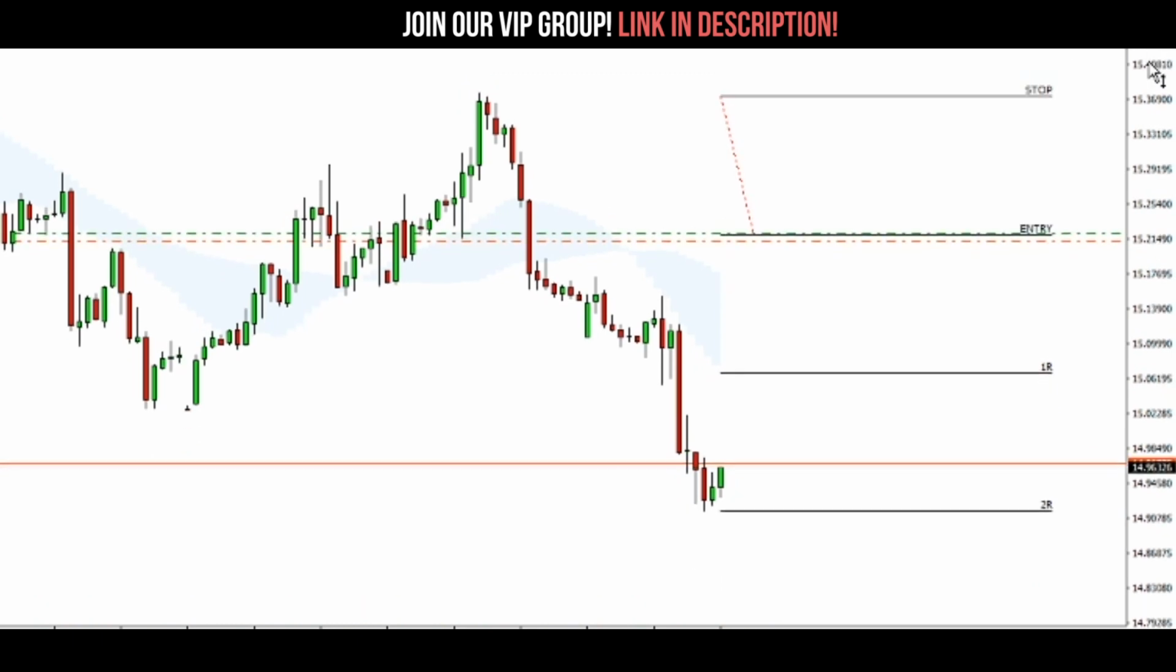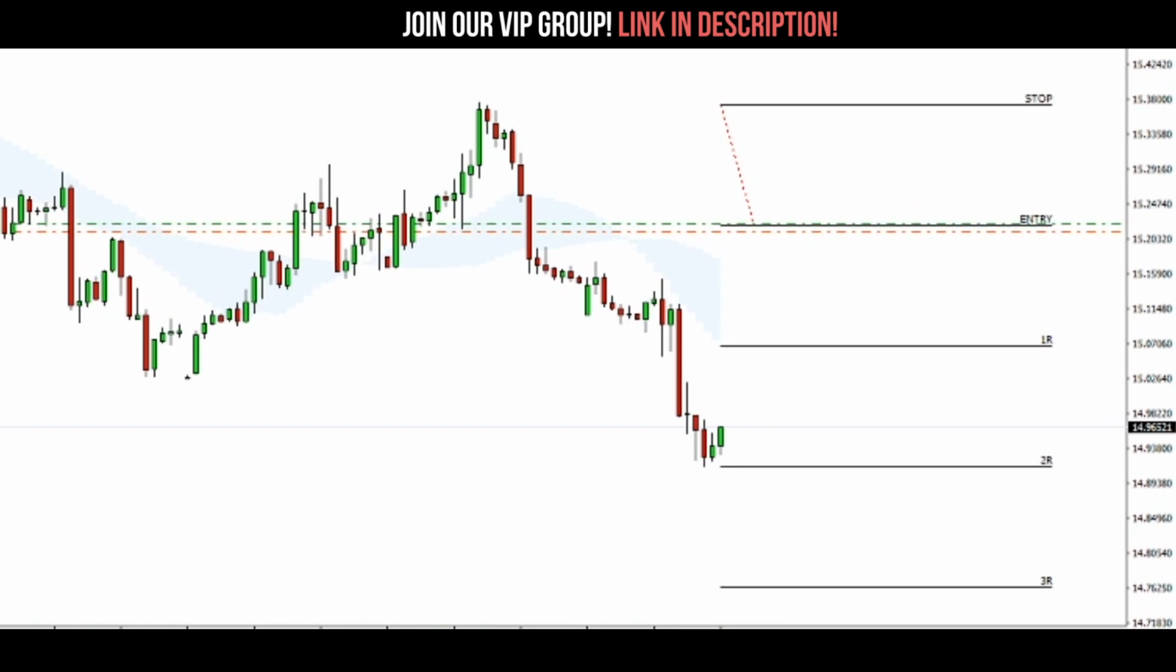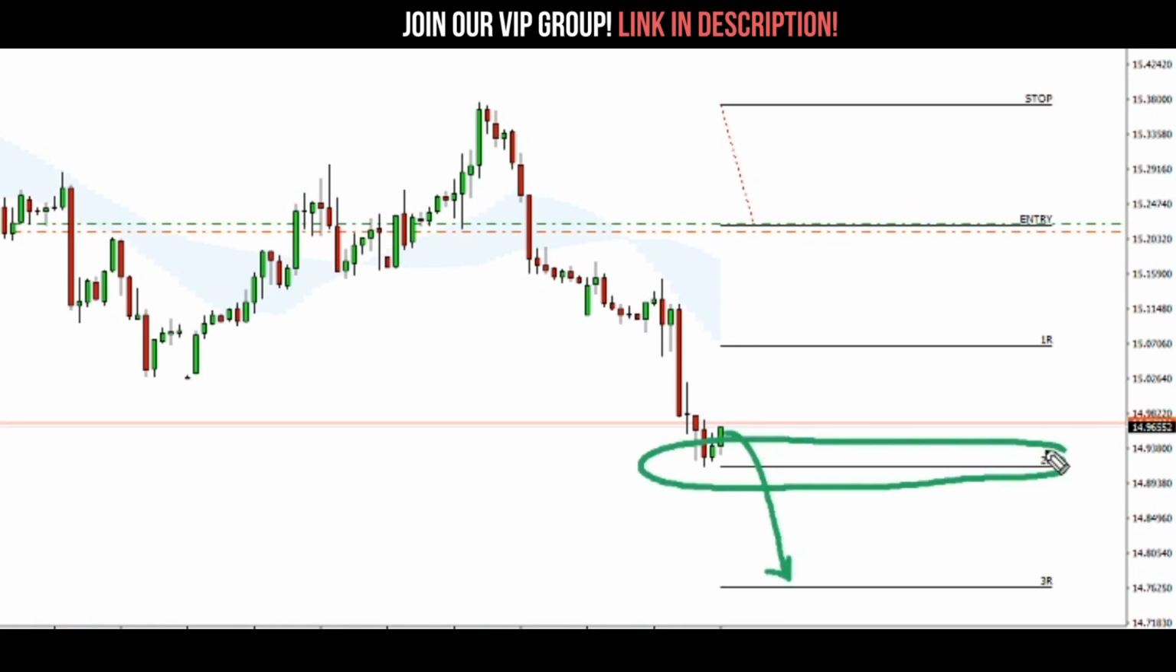But again, from here, the goal is just to let this thing run. If we do break through pretty decisively through that 2R, then I will likely go ahead and bring my stop up more. I will lock in more of the trade.